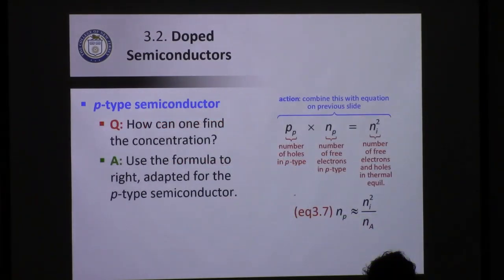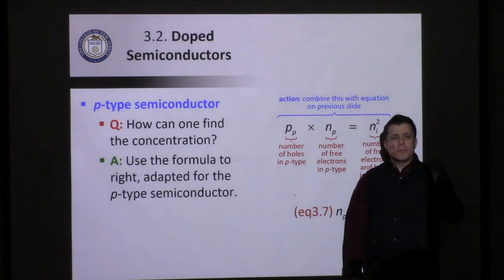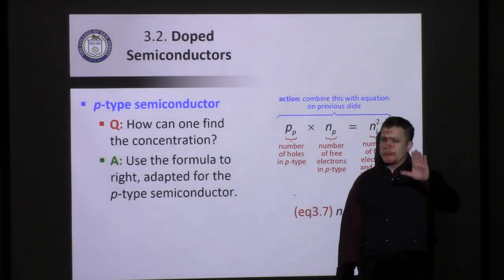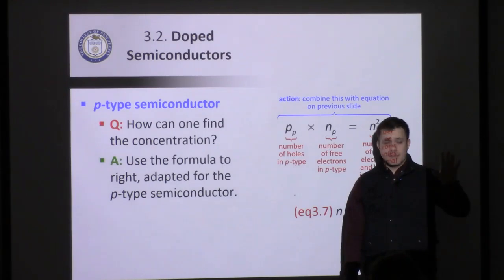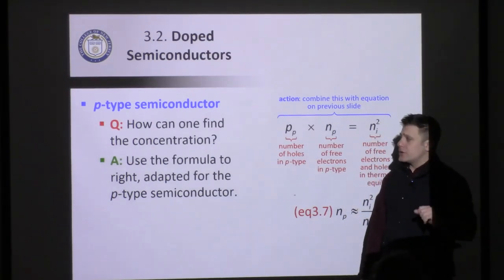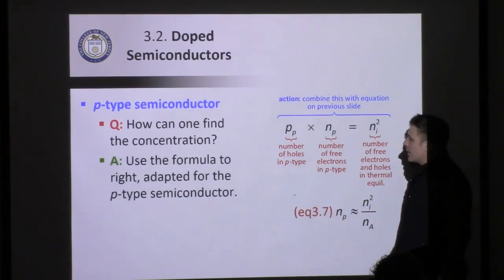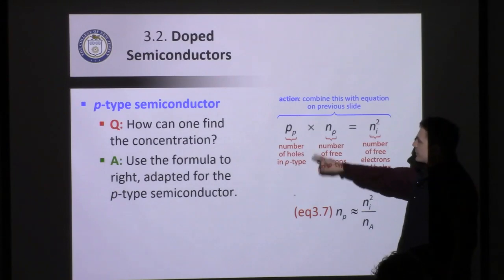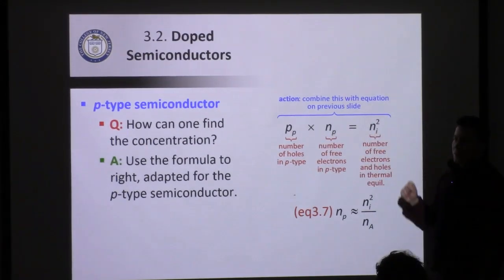Okay, so we said that there were majority charge carriers. There are also going to be minority charge carriers. So when you have a p-type doped semiconductor, you're going to have a lot of available holes. But that doesn't mean that there's no free electrons. There are going to be some that are a result of thermal generation. So how do we calculate that number? We use this equation right here. The number of majority charge carriers times the number of minority charge carriers is equal to Ni squared.